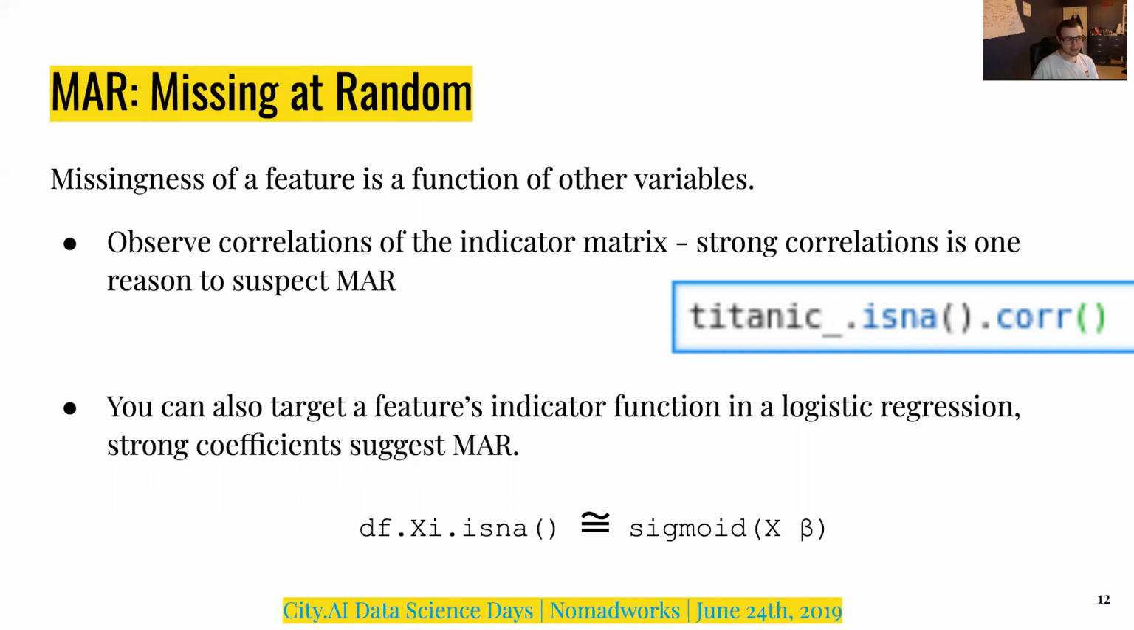You can also target the indicator vector in a logistic regression. The stronger coefficients will be where MAR is. Coefficients that are particularly impactful to the model, you're going to want to suspect MAR. So what do you do? What do you do if you suspect missing at random?